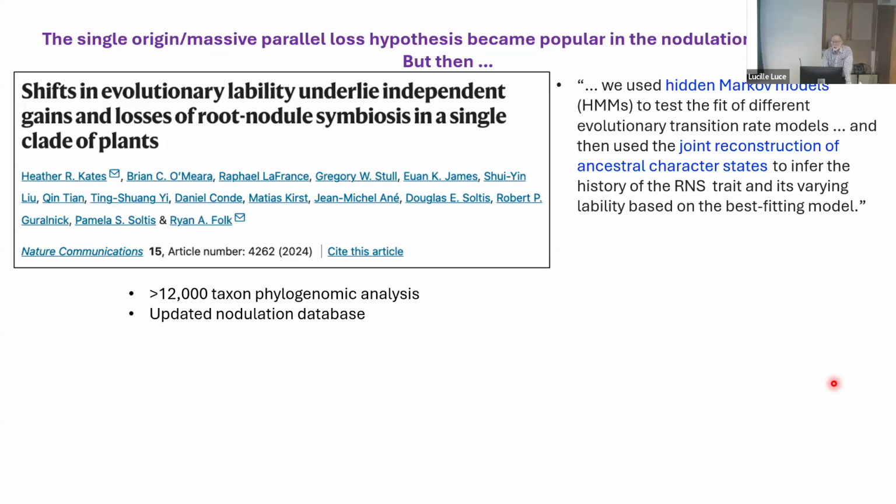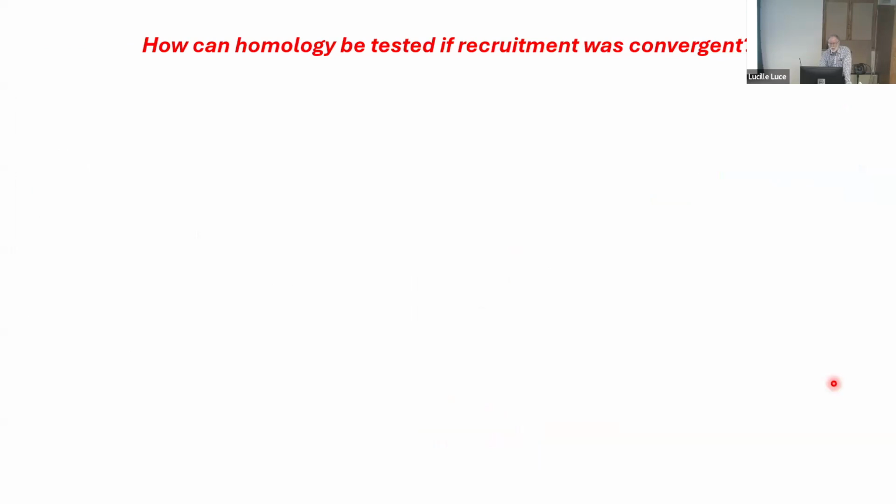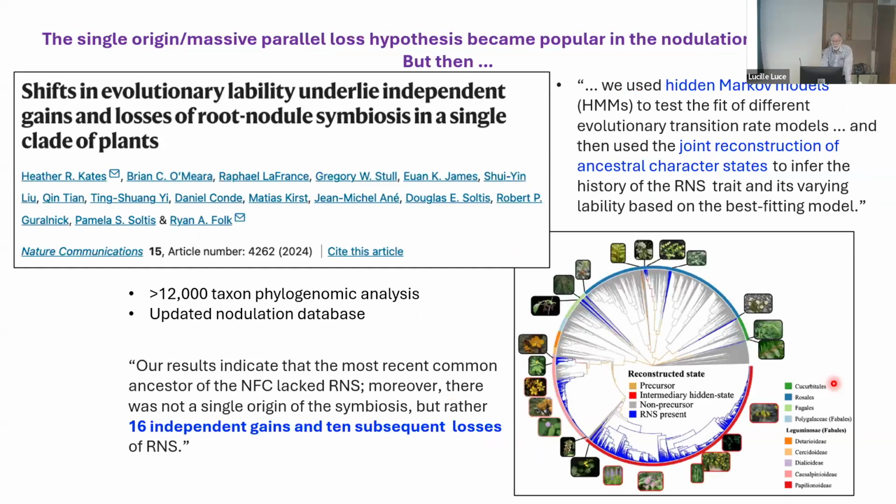And they looked at root nodulation symbiosis. And their results showed that the best models were 16 independent gains and 10 subsequent losses. So we've gone back to now the state-of-the-art hypothesis on a phylogeny is now saying 16 origins. The one that everybody in the nodulation community likes is one origin. So what's right? What's the truth?